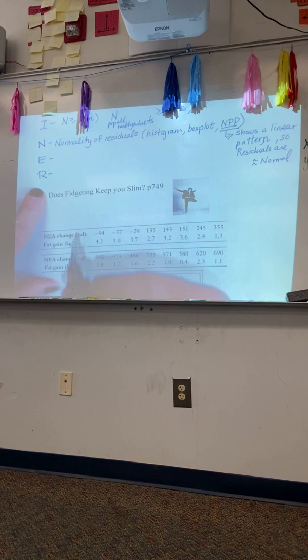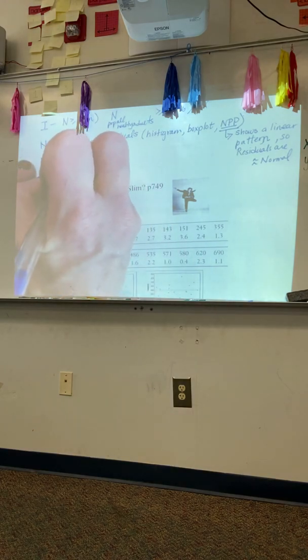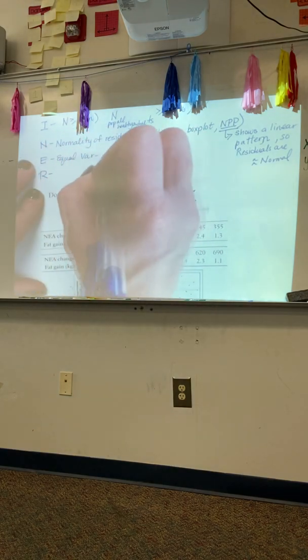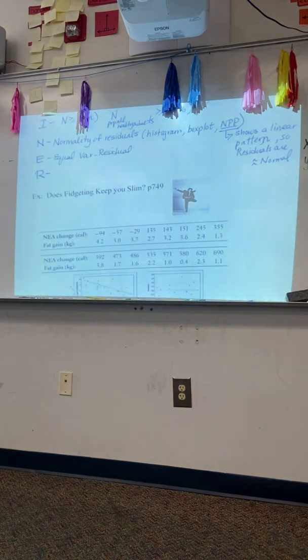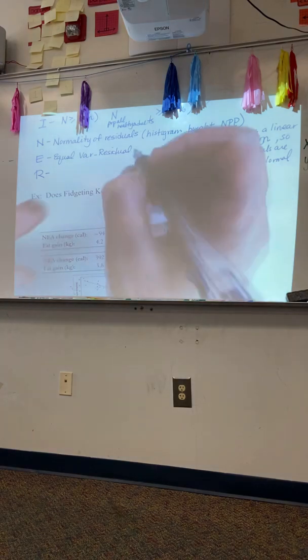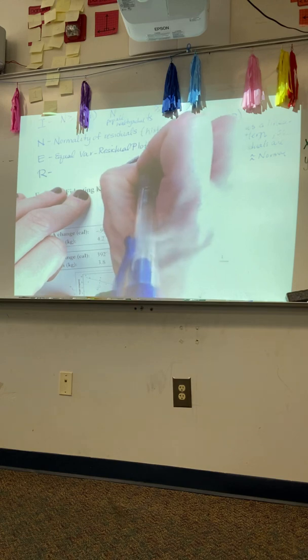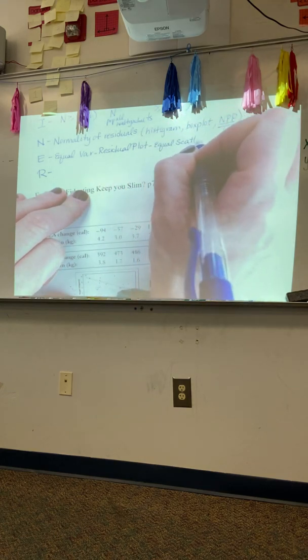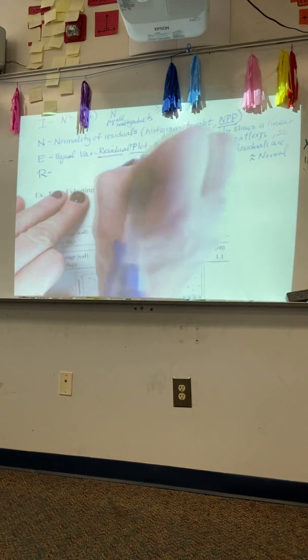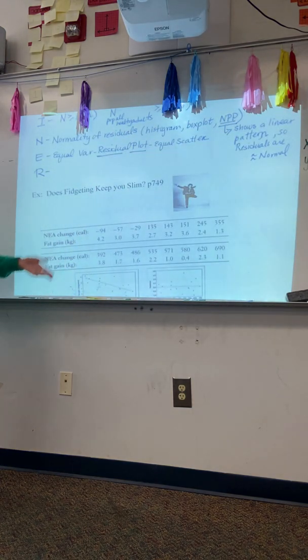All right, this is equal variances. All you have to do is look at your residual plot to see how equal everything looks. How equal of a spread is it? Is it equivalent, equal scatter? Look at your residual plot and look for equal scatter. So now we're going to go look at our residual plot and look for equal scatter.